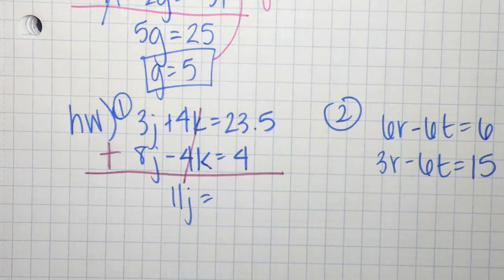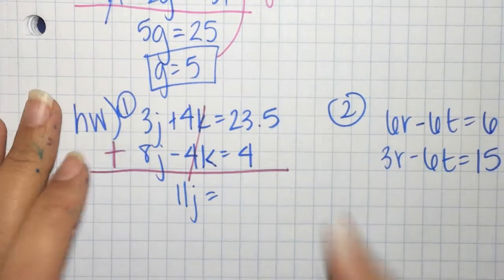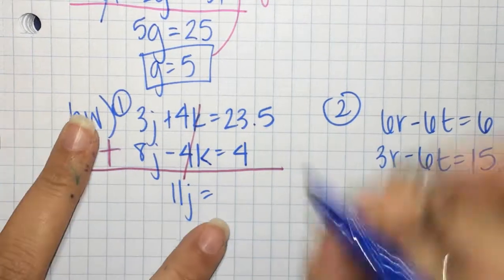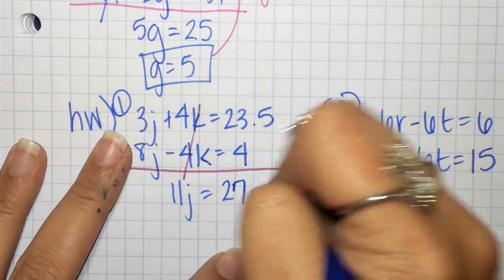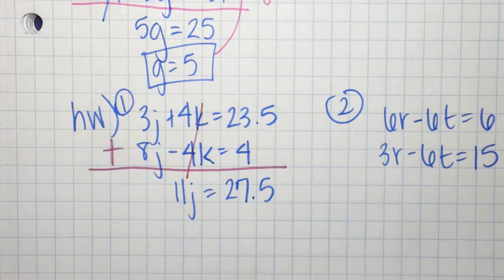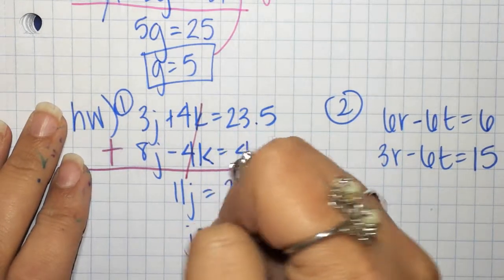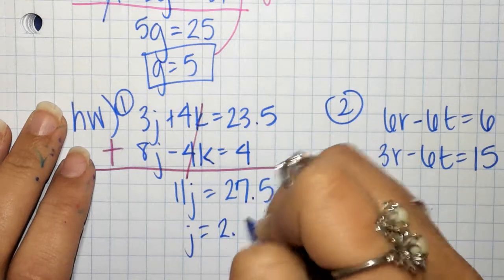What's 23? Why is there so much talking while I'm trying to go over this? Stop talking. 23.5 plus 4 is 27.5. Now, I told you on this one that you would have a decimal, right? So when you divide by 11, what's J? 2.5.